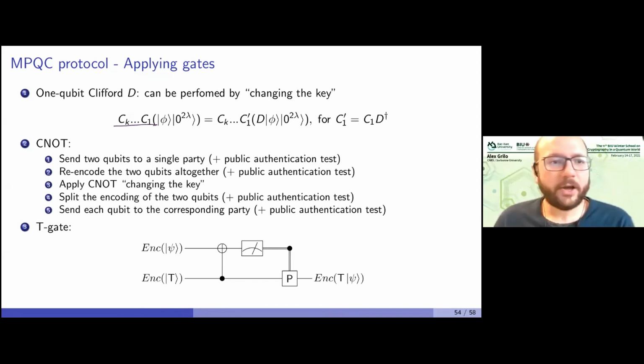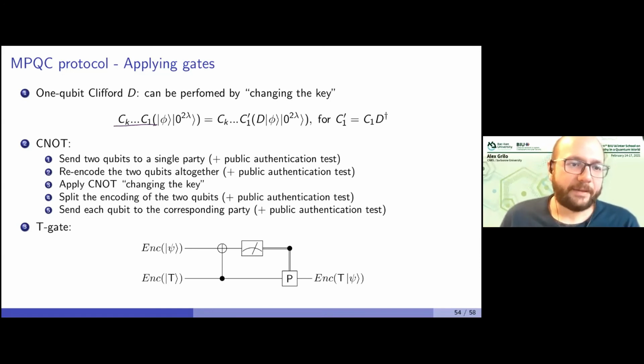In order to do a CNOT, the problem here, why you could do 1-qubit Clifford but not a CNOT, is that every qubit is encoded independently. To remedy this, in the CNOT subprotocol, we just need to send both qubits to a single party who re-randomizes the encoding, encodes them together, applies the CNOT, and decodes everything.